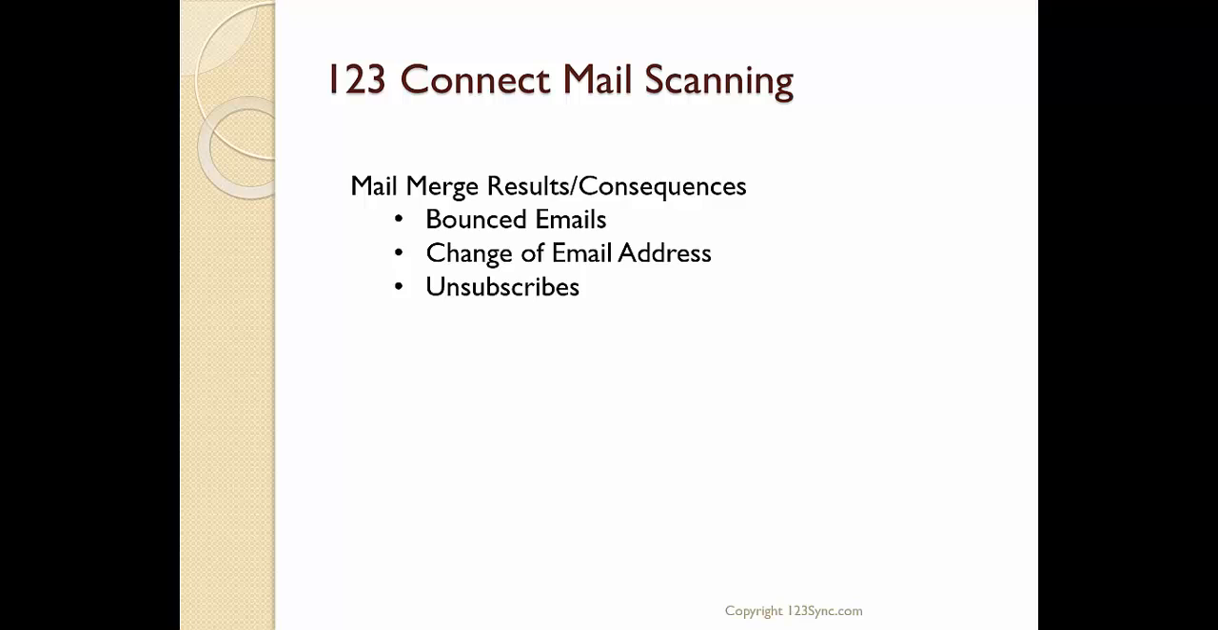Unsubscribes. People request to be removed from your mailing list. And finally, invalid email addresses. If you send old emails out, invalid emails will get stuck in the Outlook mailbox. How do we identify those contacts and quickly change those email addresses to something that will actually go out and possibly reach the end user?